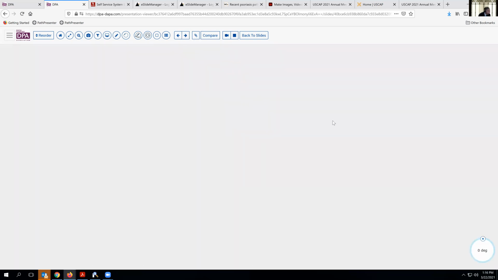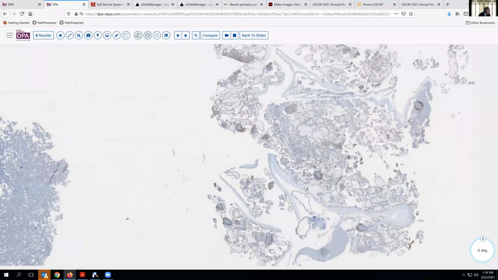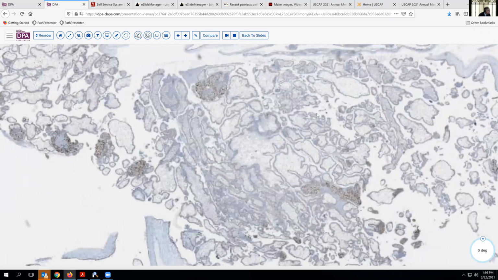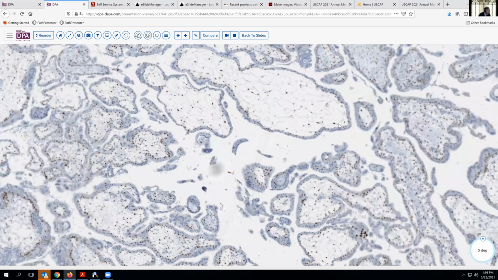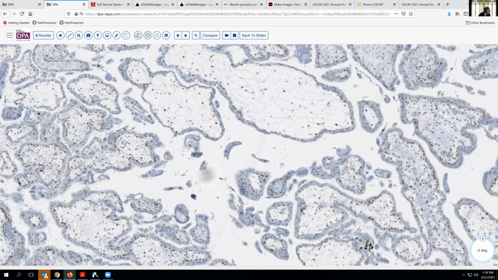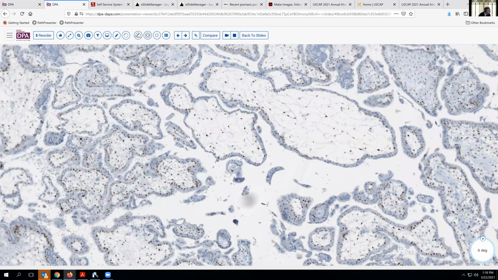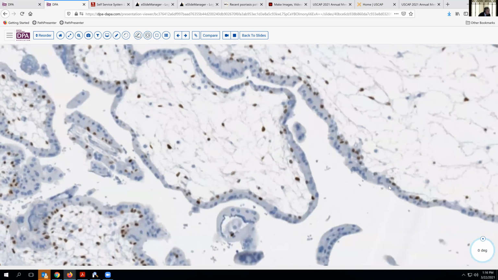Here's our P57 stain on this particular slide. And again, we can see that here we have nice positive staining within the villus stromal cells, as well as cytotrophoblastic cells along the surface of the villus that are taking up the marker and nicely expressing it. So again, partial mole in this circumstance.